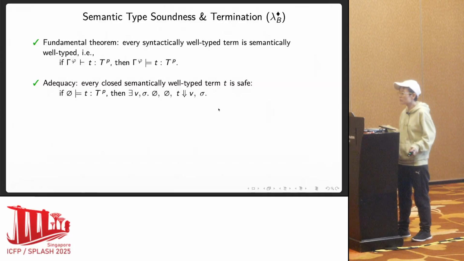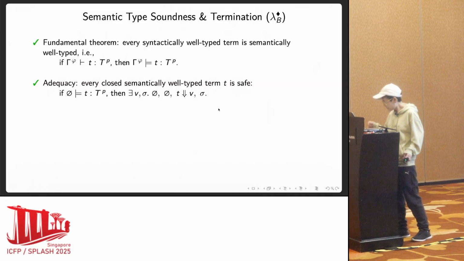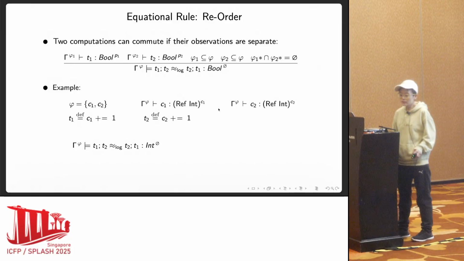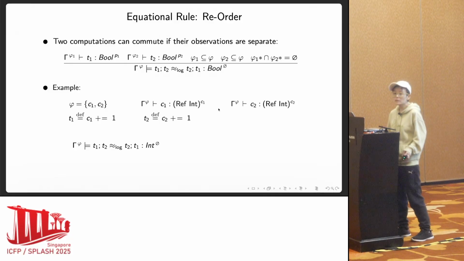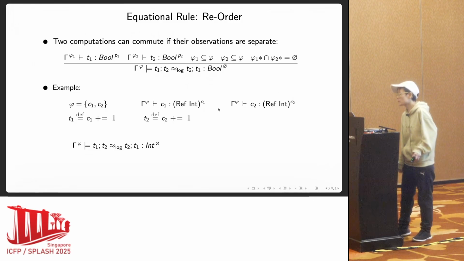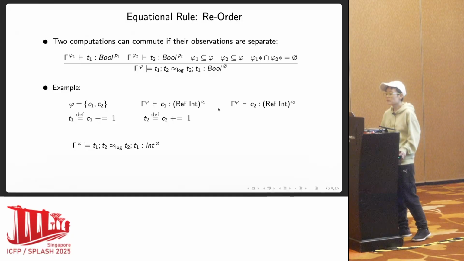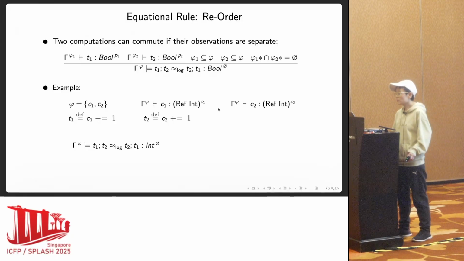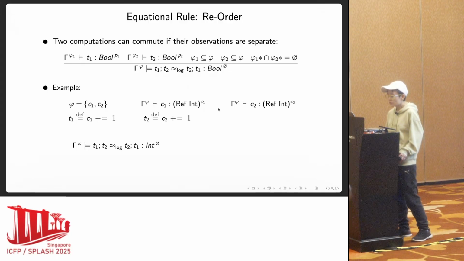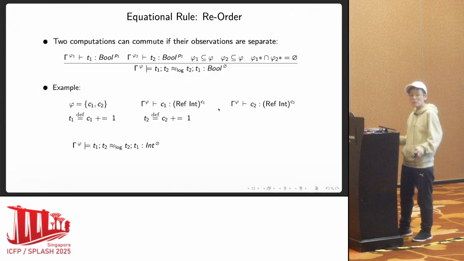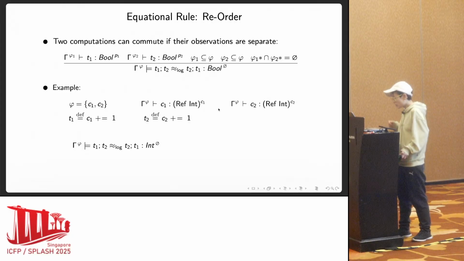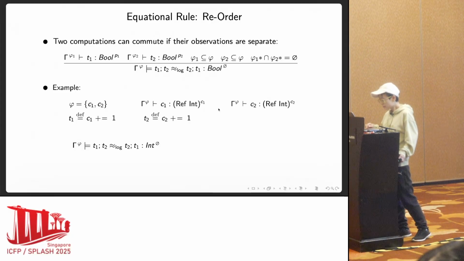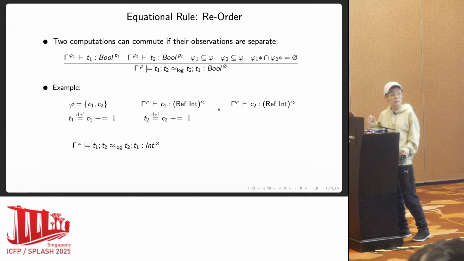And then we prove the semantic soundness and the termination. We also define a binary logical relation to talk about contextual equivalence, and we prove that two computations can be reordered if their observations are separate. So for this simple program, if two programs work on separate memory locations, they can be swapped. Of course, this is not desired because it doesn't have to be this way. We can do it more precisely.